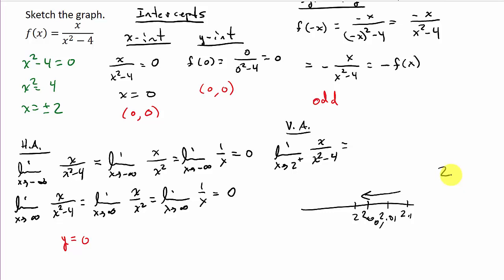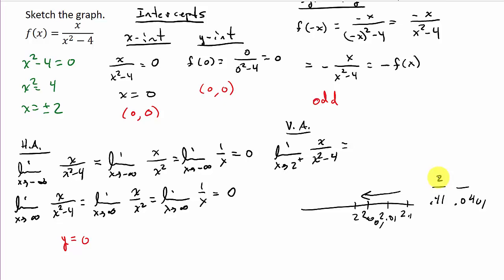But look what's happening to the denominator. If I plug 2.1 in and square it, I get 2.1 squared minus 4, which gives me 2 over 0.41. And then if I do 2.01 squared minus 4, that's going to give me 0.0401 in the denominator. And then if I put in 2.001, what I want you to see is how the denominator is getting smaller and smaller, but the numerator is pretty much staying at 2.